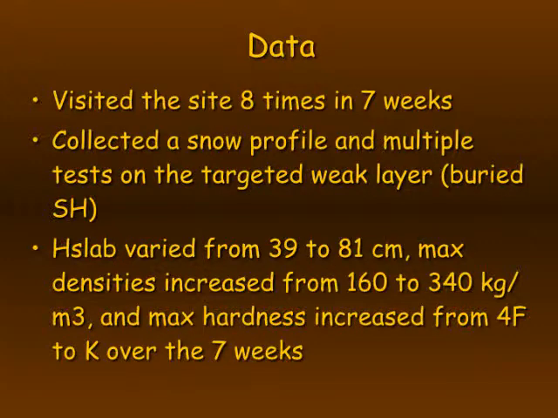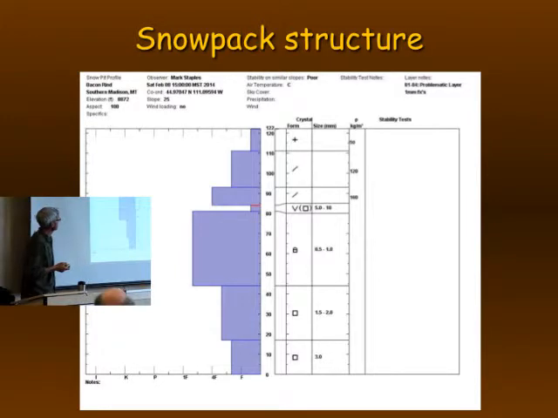Maximum densities increased from 160 to 340, so 16 to 34% over the time period. And maximum hardness in the slab increased from forefinger to knife over that 7 weeks. So this is what the snowpack looked like on the first day there when Mark and Eric went. And so we've got our nice surface hoar layer, about a 40 centimeter deep slab, and the strongest layer is down here at forefinger.